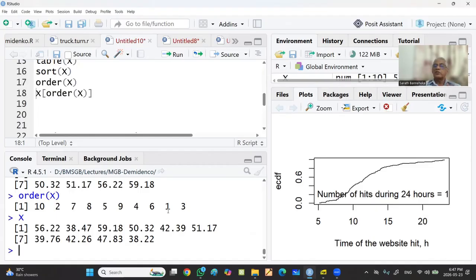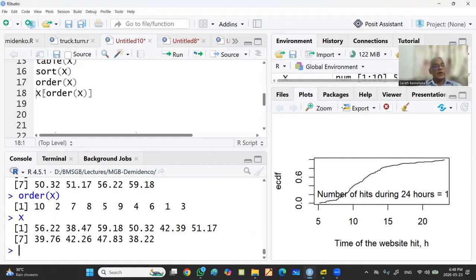That means place of the smallest value, place of the second smallest value, place of the third ordered value, and so on. So therefore, it is actually the place of the order statistics. That is why it's called the order x, place of the order statistic. Right. So the 10th observation is the first order statistic. Second observation is the second order statistic. 7th observation in the original data set is the third order statistic, and so on.